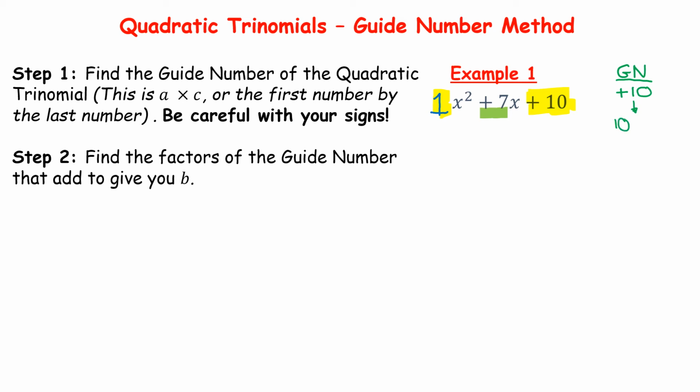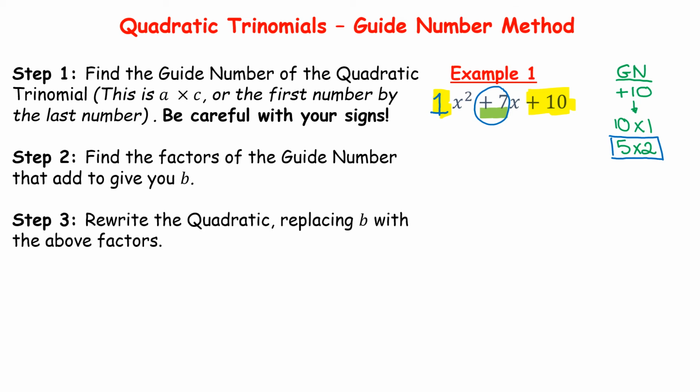So it could be 10 by 1. Or it could be 5 by 2, and actually that's it. That's all we have. So then we need to come along and say, well, which one of those 2 factor pairs adds to give you b? So b, remember, is that middle term. So which of them adds to give me plus 7? And the answer is 5 by 2. So that's the answer. This is back to why we were doing the game earlier.